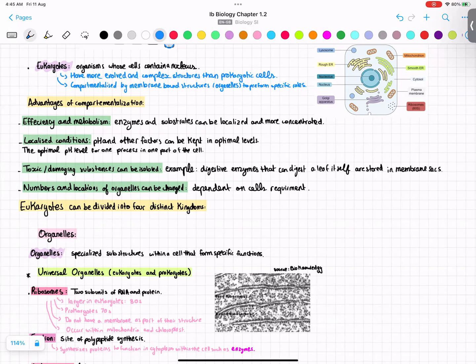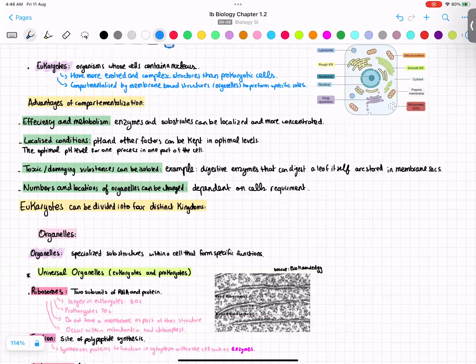We also have to know that toxic and damaging substances can be isolated. If one organelle has a toxic or damaged substance, it does not spread fast to the other organelles. For example, you can have a digestive enzyme that can digest a leaf cell itself, and it's stored in membrane sacs. So instead of digesting the whole leaf, it's stored in a certain membrane sac. I don't know if you understood, but these toxic substances can be isolated in one single organelle once the cell is compartmentalized. And the number and locations of organelles can be changed, depending on the cell's requirements.